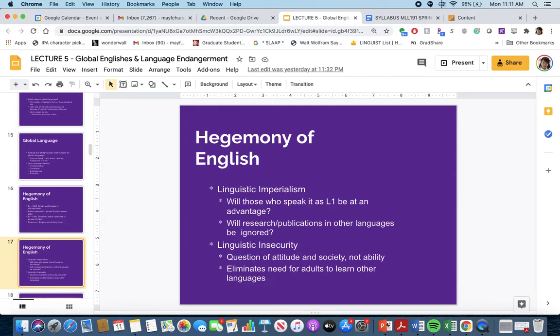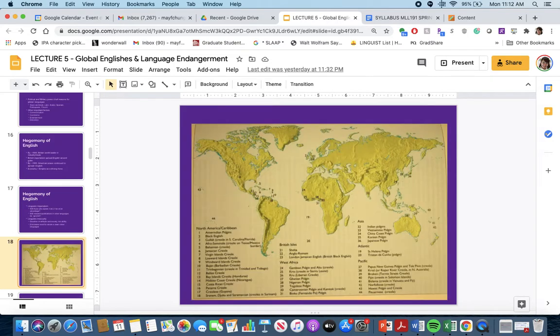There's also a sense of linguistic insecurity. It's a question of attitude in society and not ability. A lot of people say, "I only need to know English." If you talk to people, a lot of them are okay with not knowing Spanish, and a lot are okay with not knowing Chinese or French or Japanese or Korean, right? Because it is a power dynamic that English has over other languages.